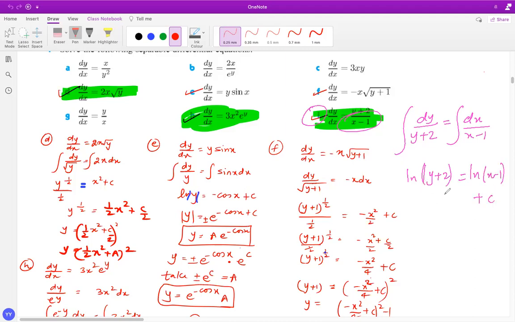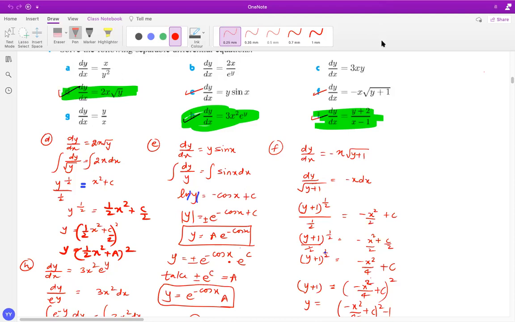Now if you want to get rid of ln, it becomes absolute value of y plus 2 equals e to the power ln absolute value of x minus 1 plus c. And of course, you can make y the subject, whatever has been given to you. So this is the basic skill of solving a differential equation by separation of variables. Now let's take another example that involves partial fractions.